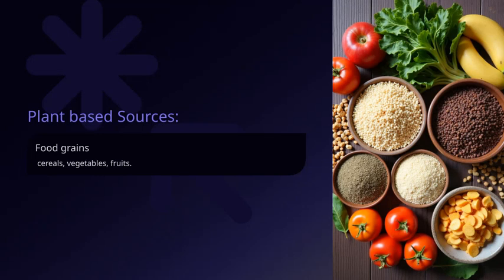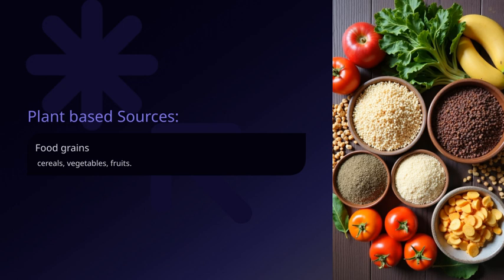Let's take a look at plant-based sources of nutrition. When we talk about these, we're referring to food grains, cereals, vegetables, and fruits. These are fundamental components of a balanced diet and provide essential nutrients that our bodies need. Food grains and cereals are rich in carbohydrates, which give us energy to carry out daily activities. Vegetables and fruits, on the other hand, are packed with vitamins, minerals, and fiber, all of which support overall health and help prevent various diseases.